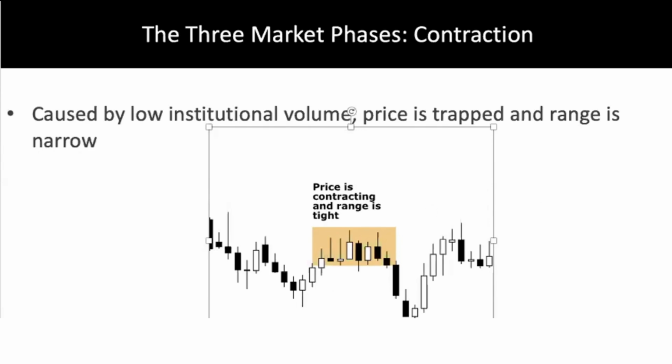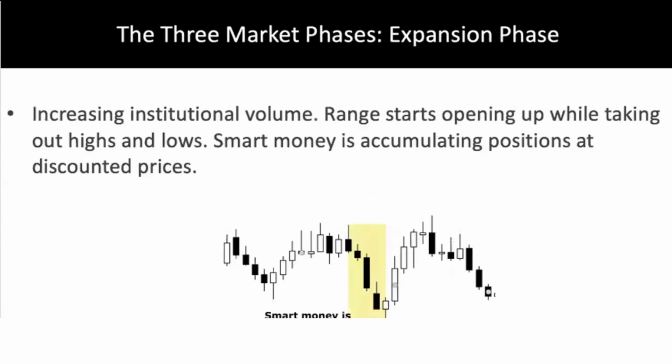After contraction, which means there's no volume, next comes the expansion phase. This happens when there's increasing institutional volume, meaning the institutions are taking positions. The mistake a lot of people make is that they trade the breakout. It's fine to trade the breakout, there's nothing wrong with it, but you have to be smart about it.